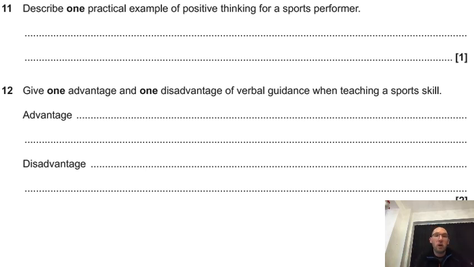Okay. Number 12, give one advantage and one disadvantage of verbal guidance when teaching a sport skill. A few candidates mixed up verbal with visual, but many scored a mark on both an advantage and a disadvantage. For example, that this type of guidance can motivate but could be misunderstood. Some candidates gave an excellent response related to information overload as a disadvantage.